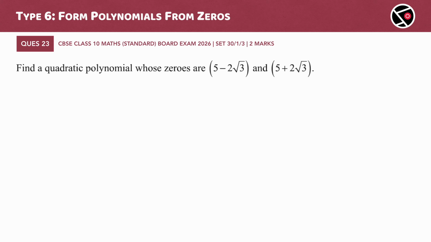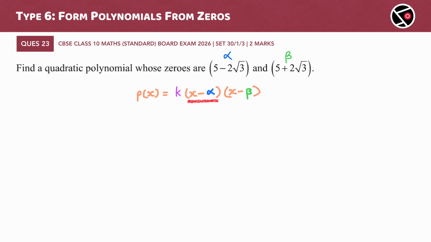Alright, we have alpha equal to 5 minus 2 square root 3, and beta equals 5 plus 2 square root 3. Now, before I solve this question, let me explain some basics. A quadratic polynomial with zeros alpha and beta can be written as p of x equals k times x minus alpha times x minus beta. Notice that when x equals alpha, the factor x minus alpha becomes 0.